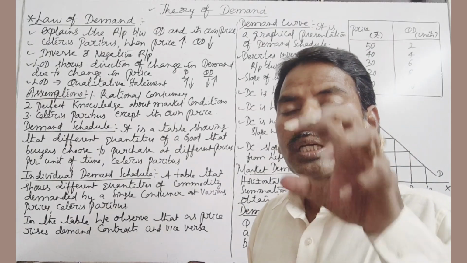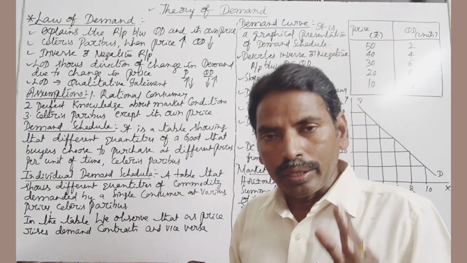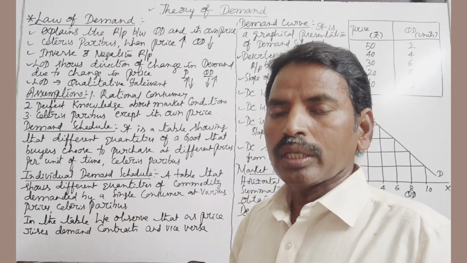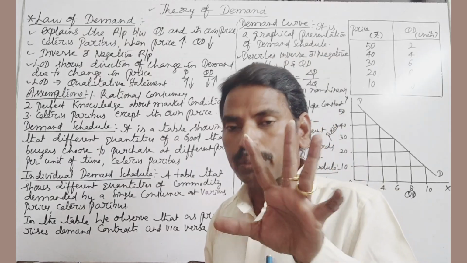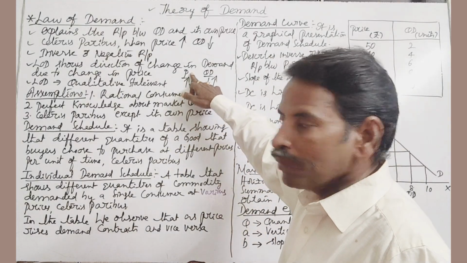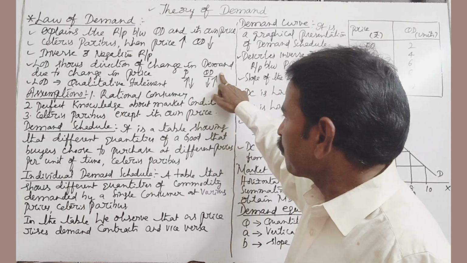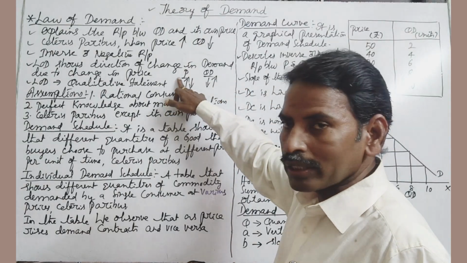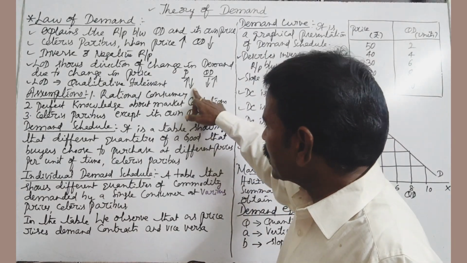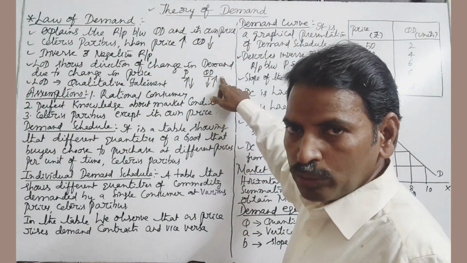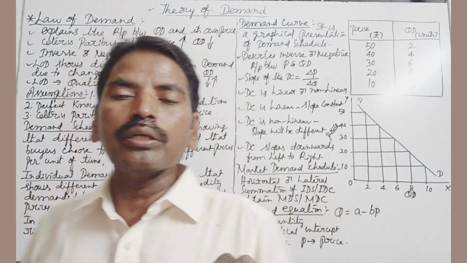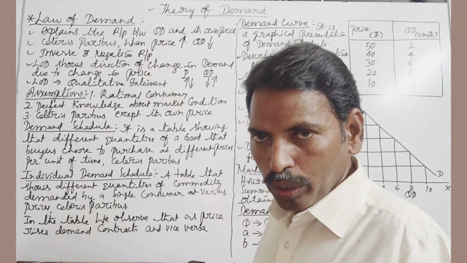This is known as law of demand. Law of demand is a qualitative statement, not quantitative statement. So first you observe, this is the price, this is the quantity demanded. If the price of the commodity rises, quantity demand is contracted. Price of the commodity falls, quantity demand of the commodity expanded. There is an inverse relationship between price and quantity demand of the same commodity.